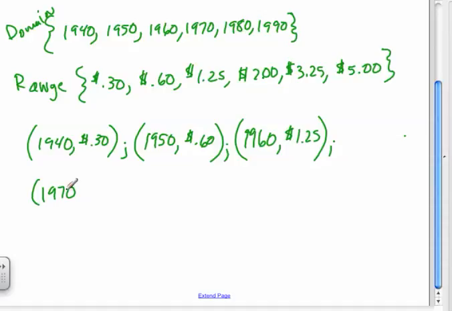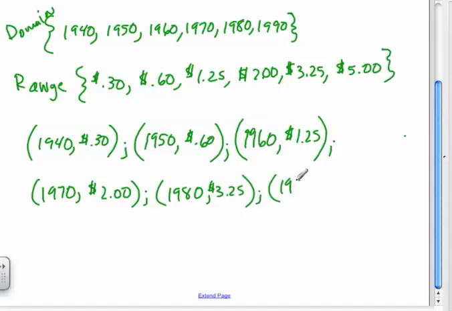1970, comma, $2. Okay, semicolon. Let's see, 1980 is going to be $3.25. Is that right? Thank you, guys. And then the last one, 1990.